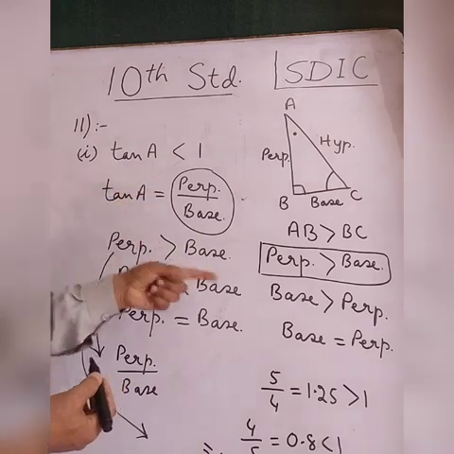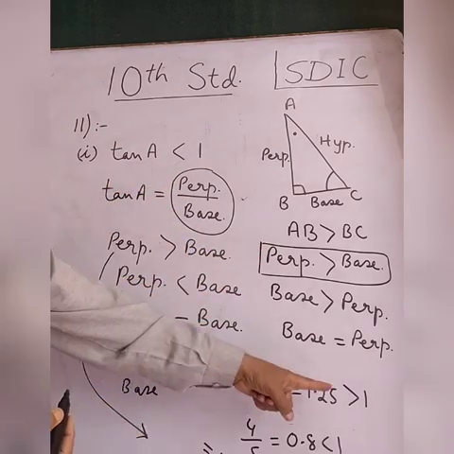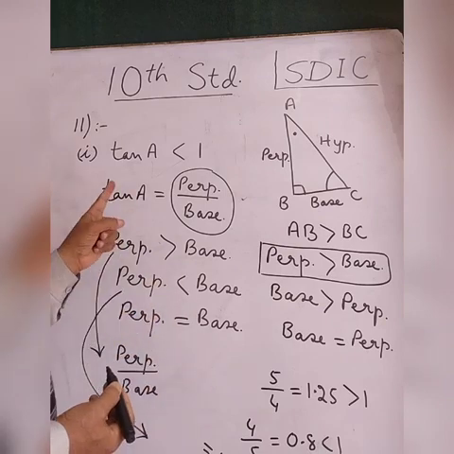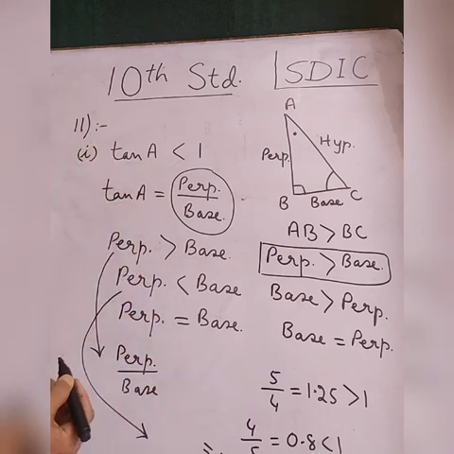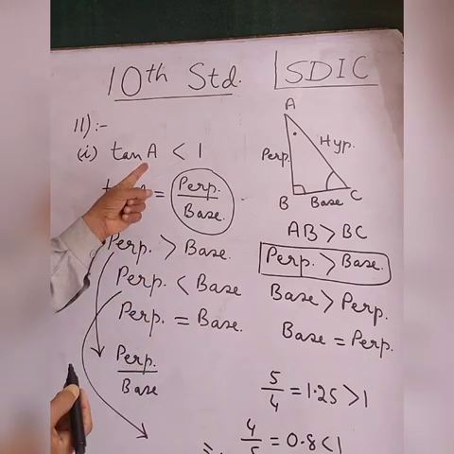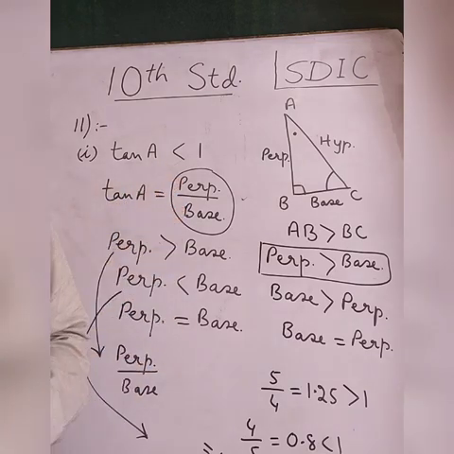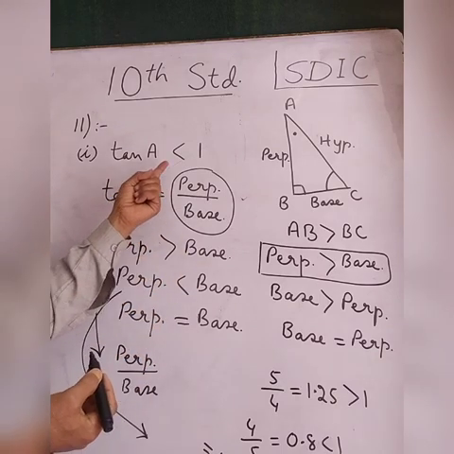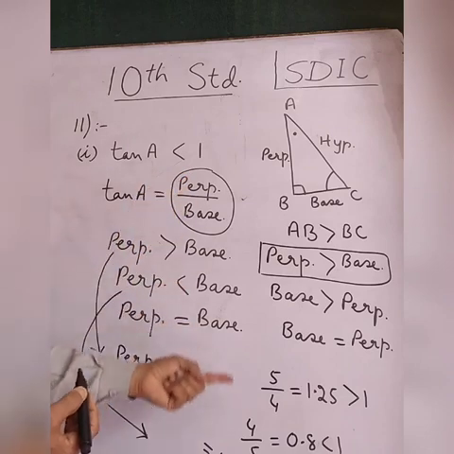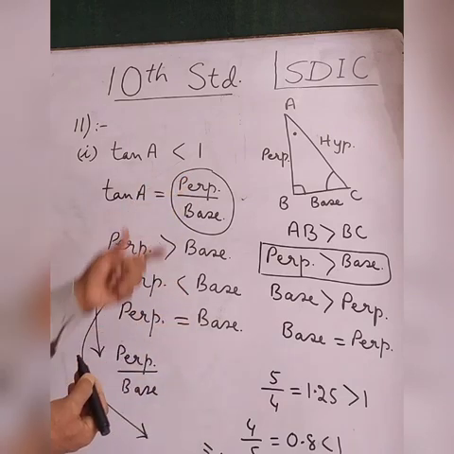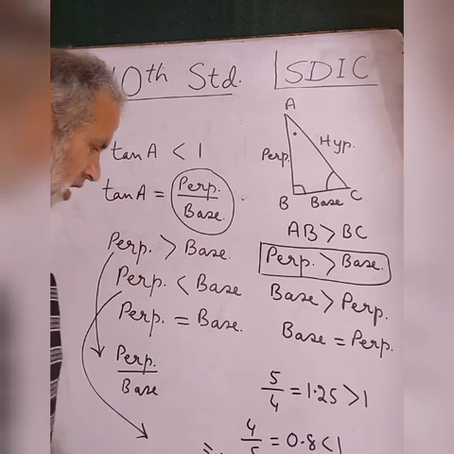Tan A therefore has all the three possibilities. It can be greater than 1, it can be lesser than 1, it can be equal to 1, but the statement says that tan A is always less than 1. What do you therefore find? Is it true or false? Well, it is false. Tan A is not always less than 1. It can be greater than 1 also, it can be lesser than 1 also. So that is the justification of this first part.